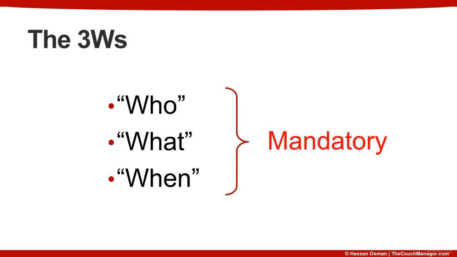The first is the who, the second is the what, and the third is the when. And whenever you assign tasks in an email to someone, those 3 W's are mandatory. If you miss out on any one of them, you'll drastically increase the chance that you'll miscommunicate on what needs to be done. And in the next few minutes, I'll give a description of each W along with examples to help explain what they mean.